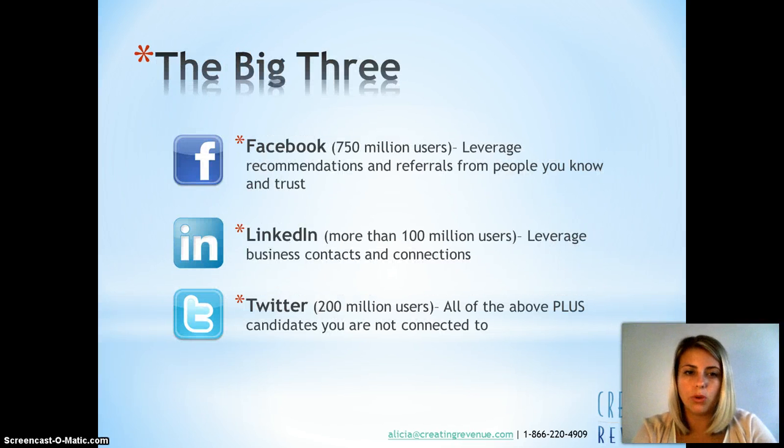So let's talk about the big three. We have Facebook, LinkedIn, and Twitter. Facebook has 750 million users, and that is a place where we can leverage recommendations and referrals from people that you know and you trust. Whereas LinkedIn, you're going to leverage business contacts and connections. And Twitter, which is what we're going to talk about today, 200 million users, they do all of the above. Plus, we can find candidates that we're not connected to.